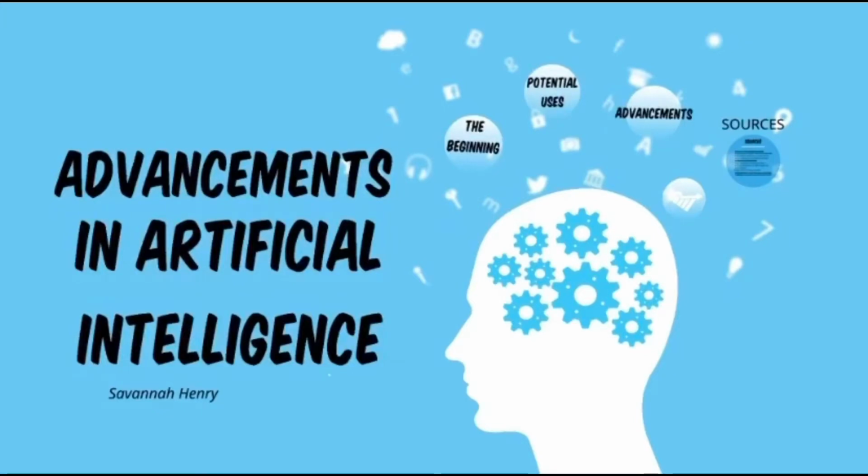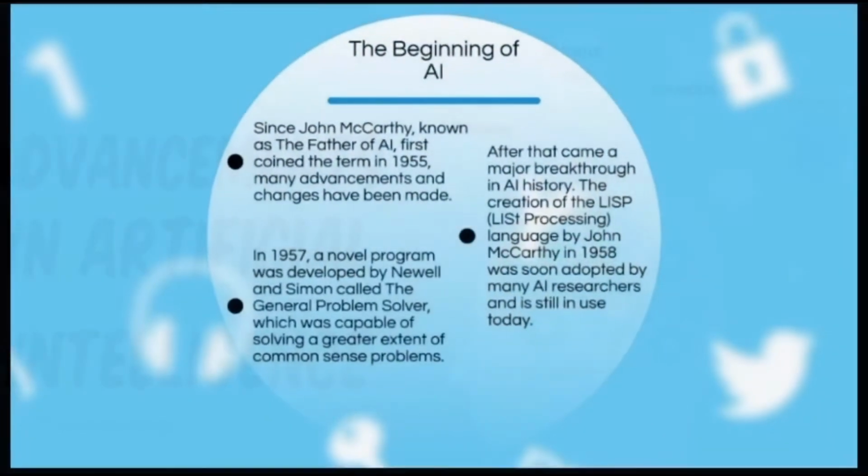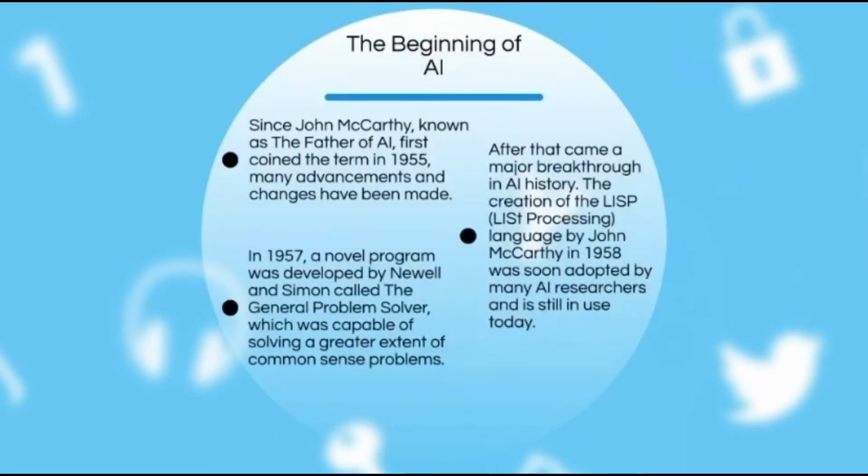AI has been around for a lot longer than people think it has. In fact, it first started in 1955. The term was first coined by John McCarthy, who is known as the father of AI, in 1955, like I said. In 1957, a program called the General Problem Solver was developed by Newell and Simon, which was capable of solving a greater extent of problems than any other AI or robot previous.